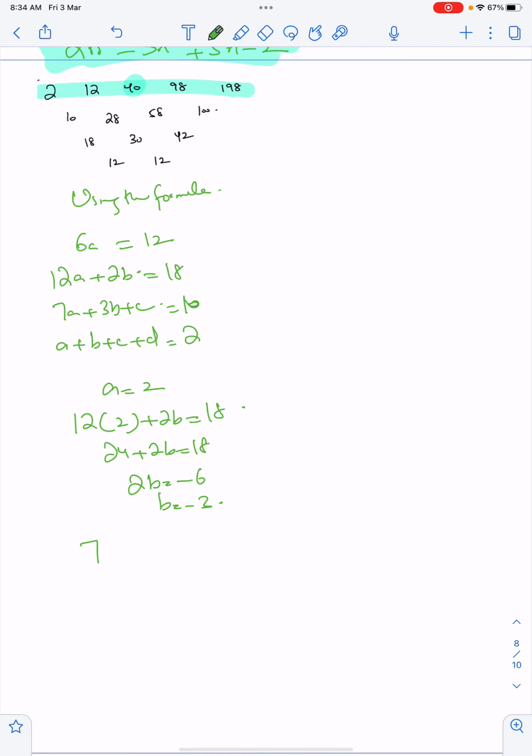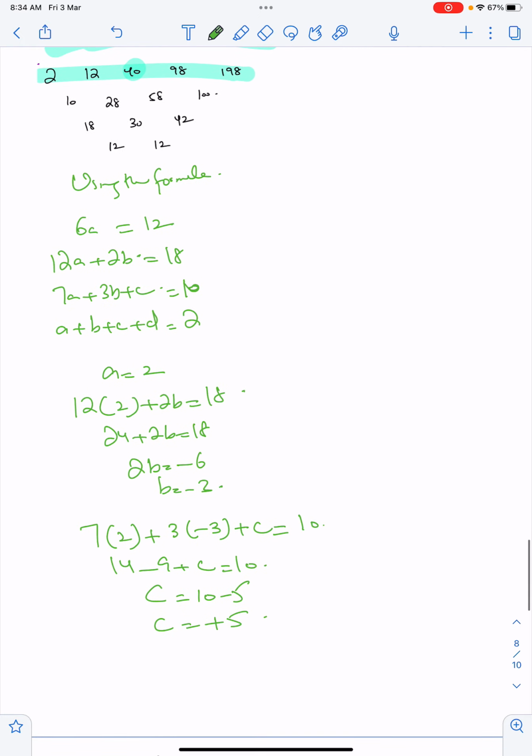Then 7 times a plus 3 times minus 3 plus c equals 10. 14 minus 9 plus c equals 10. 14 minus 9 is a 5, so it goes to this side, becomes minus 5. So c equals 10 minus 5, c equals 5. And then the last equation: a, which is a 2, plus b plus c plus d equals 2. Let's solve it. D equals, 5 minus 3 is a 2, which goes to that side, becomes minus 2.